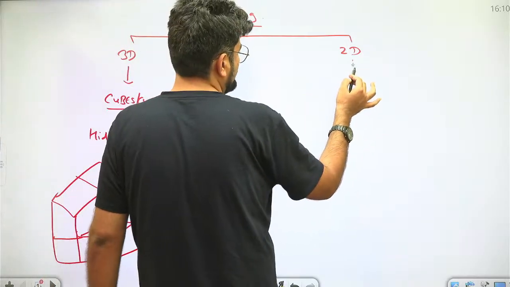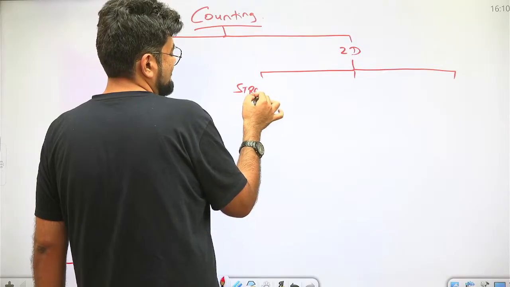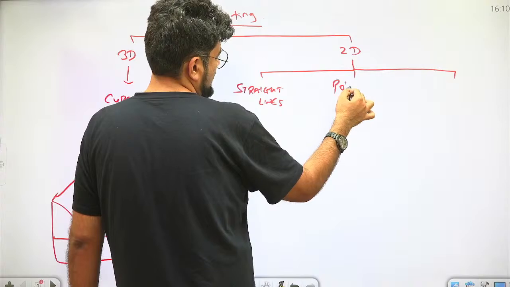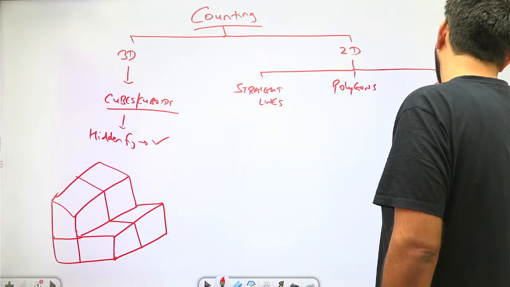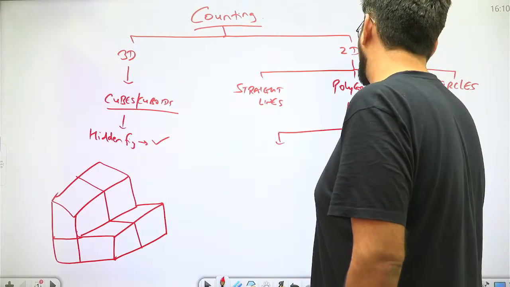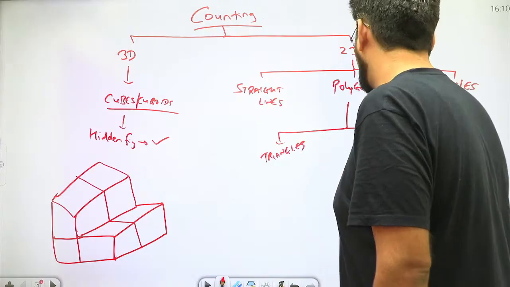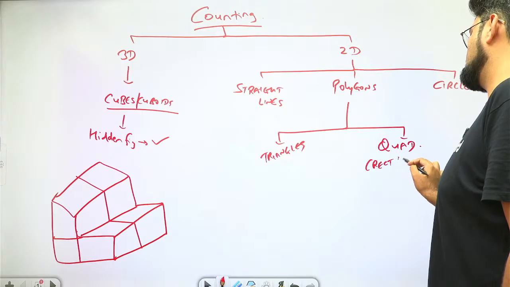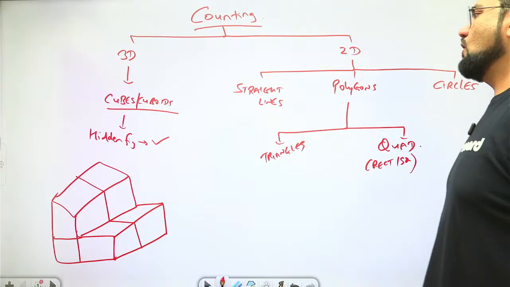Now in 2D, we have 3 major types of figure sets. First one are straight lines. Next one are polygons, and the third one are circles. Polygons are further divided into 2 types: triangles, and I would say quadrilaterals, which will consist of rectangles and squares. So this is how your complete counting looks. All right, now let's come to the 2D figures.